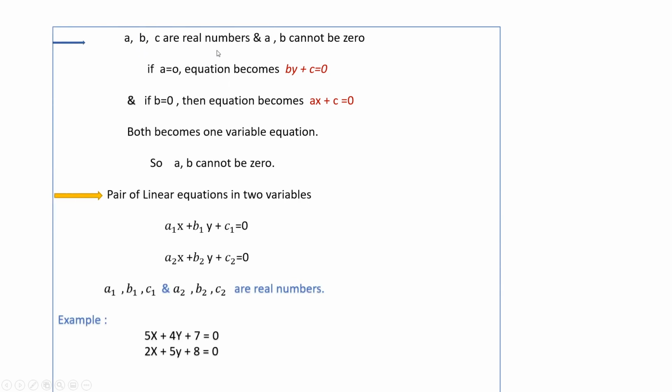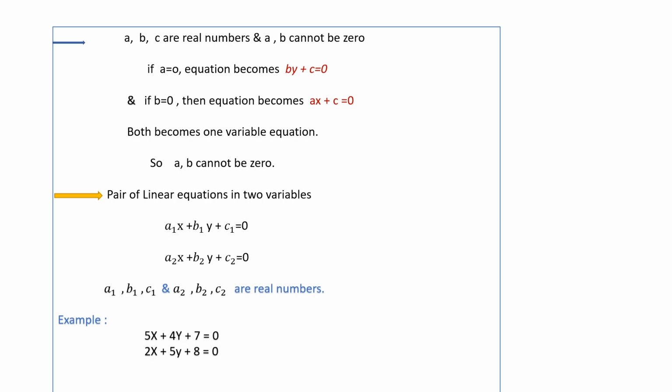a, b and c are real numbers and a, b cannot be 0. If a is equal to 0, the equation becomes by plus c is equal to 0. If b is equal to 0, then the equation becomes ax plus c is equal to 0. Both become one variable equations. So a and b cannot be 0. Now I hope you understand linear equations in two variables up to now.